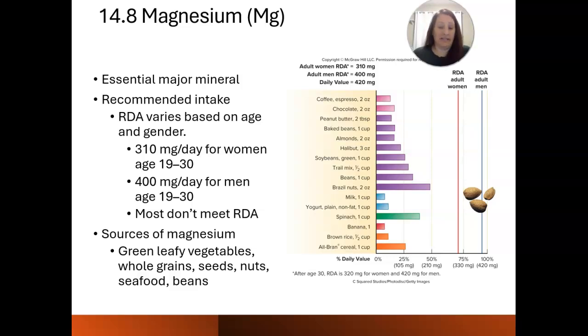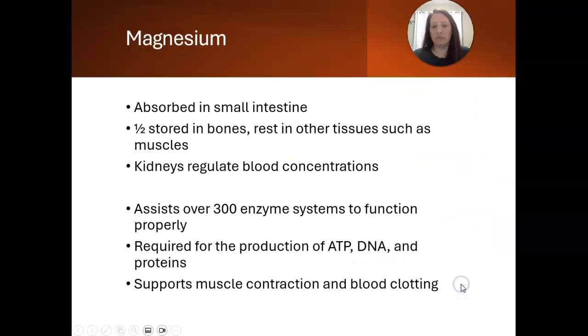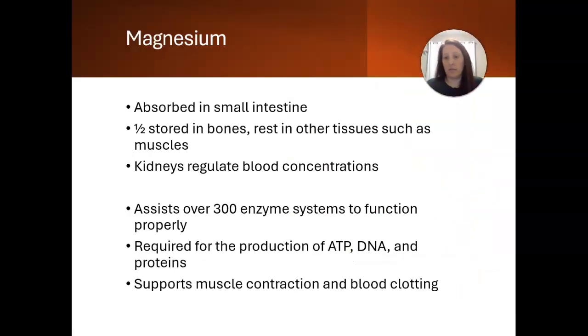Most adults in the United States do not meet the RDA for magnesium. We fall short. Sources of magnesium: green leafy vegetables, whole grains, seeds, nuts. Brazil nuts tend to have the highest. Seafood and beans are all great sources. Again, fortified foods like cereals, we can find it there as well. Magnesium is absorbed in the small intestine. It can be stored in bones as well as other cells and other tissues such as muscle. Kidneys here again are going to regulate blood concentrations of magnesium.